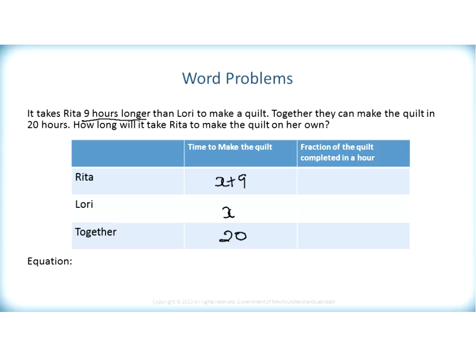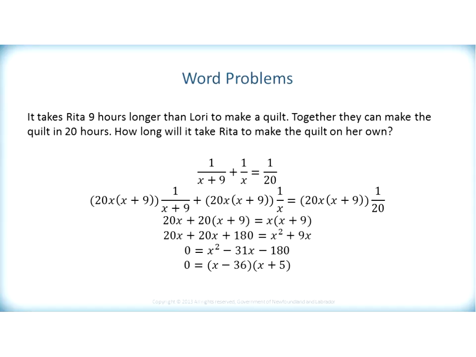The fraction of the quilt they can complete in an hour will be 1 over x plus 9, 1 over x, and 1 over 20. So our equation is whatever Lori plus Rita can do, that's what they will do together. So we have Lori plus Rita equals 1 over 20. The lowest common denominator will be 20x times x plus 9.